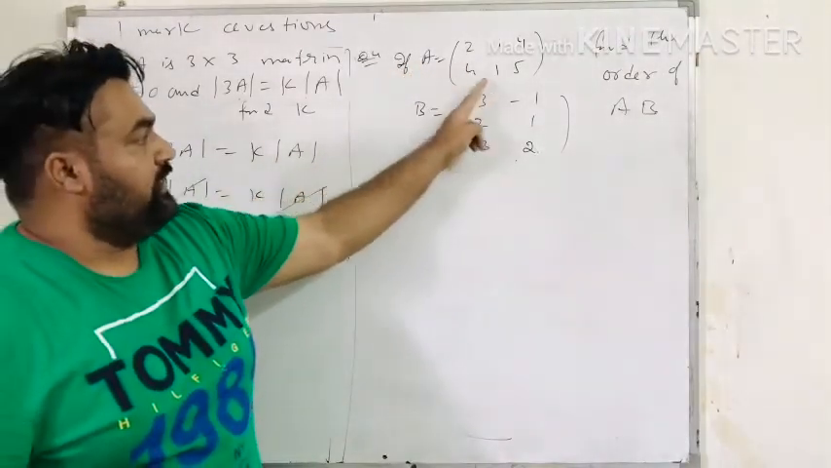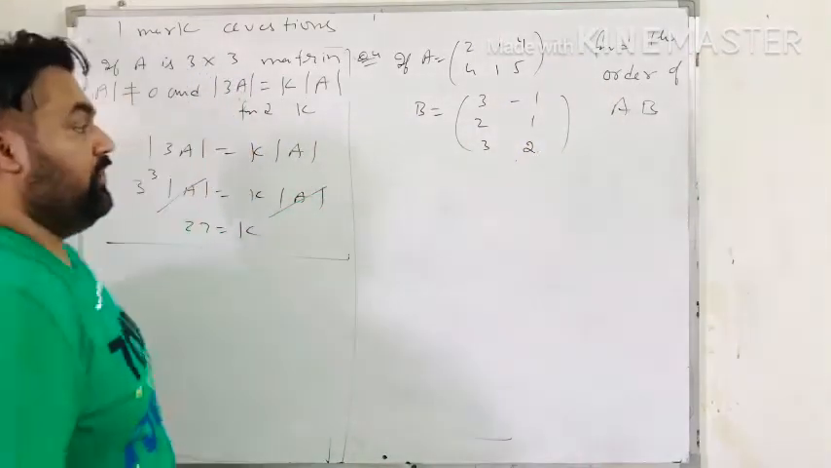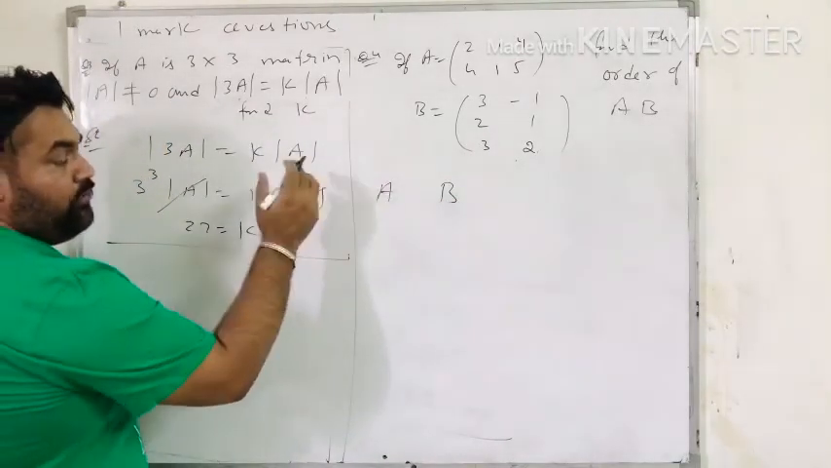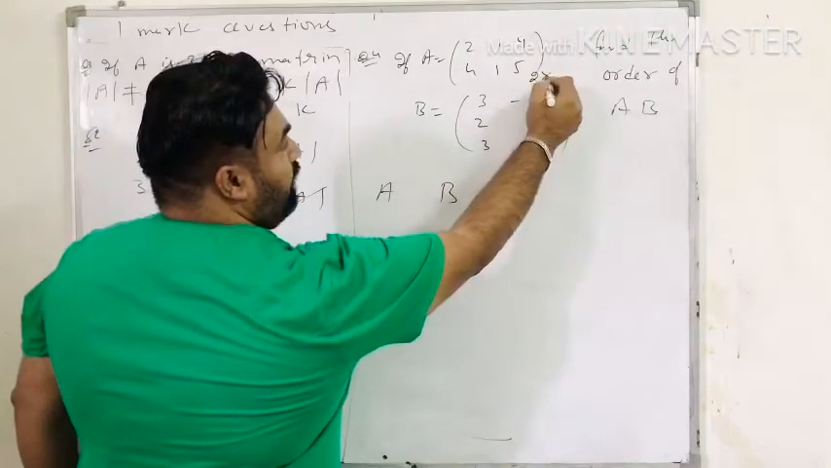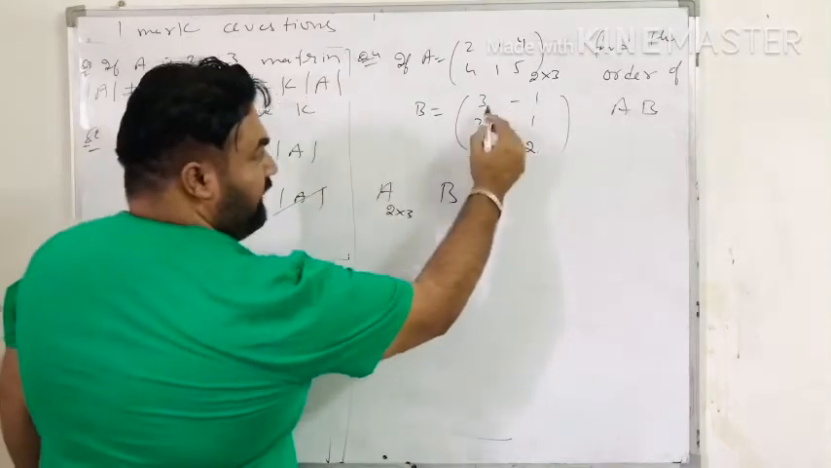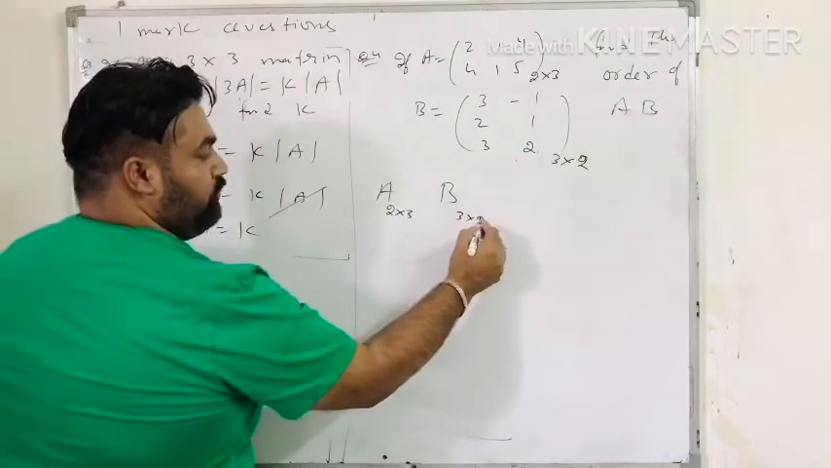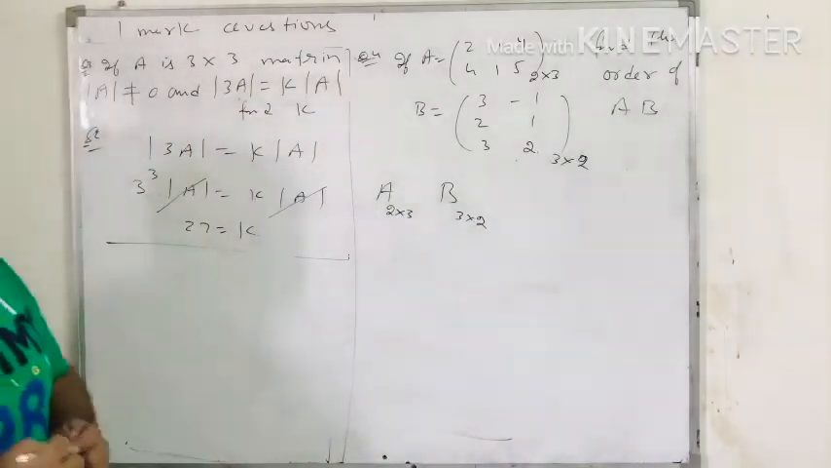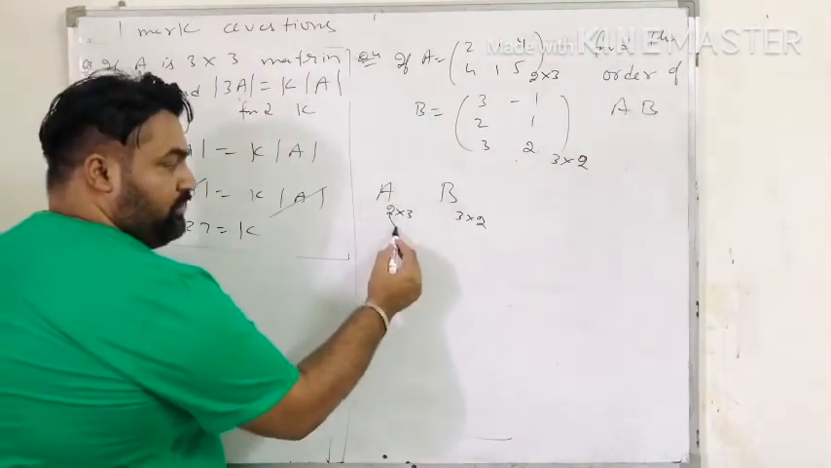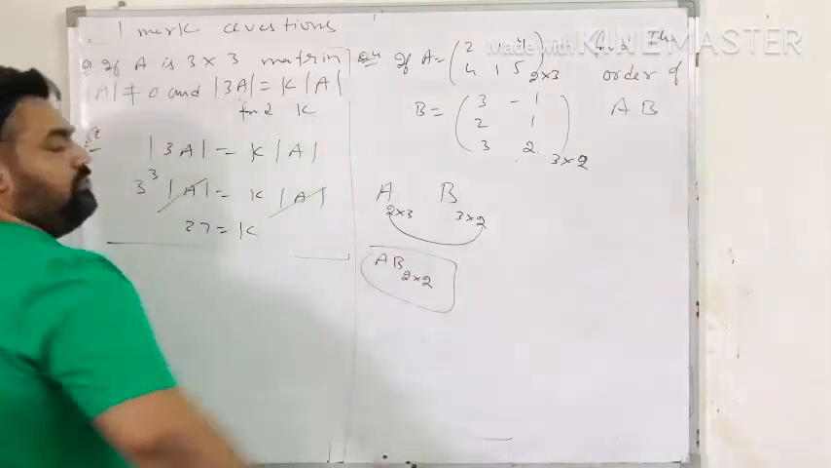Now shift to this question. The value of A is this, the value of B is this. We have to find the order of AB. Now what is the order of A? Order of A is 2 into 3, row 2, column 3. Order of B is 3 into 2. So if we multiply A cross B, the order of AB becomes 2 into 2. So this is the final result.